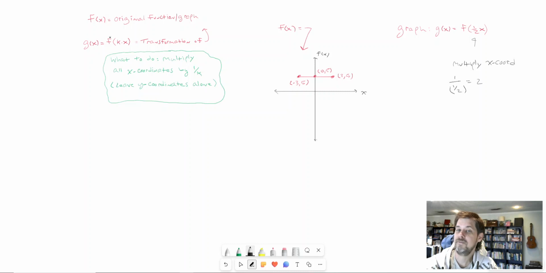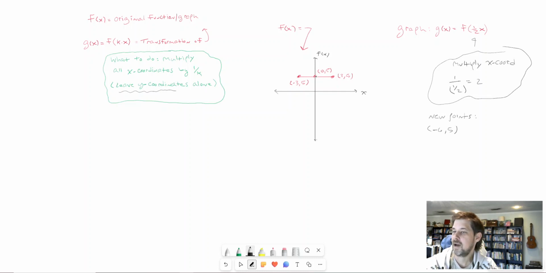So the way that we find this graph as a transformation of this one is to multiply all the x coordinates by 2. I'm going to take these points that were given to me and multiply all the x coordinates by 2. It won't change the shape of the graph. It will just change the points. So here are our new points. This one, if I multiply the x coordinate by 2 and leave the y coordinate alone, I'll get negative 6 and 5.